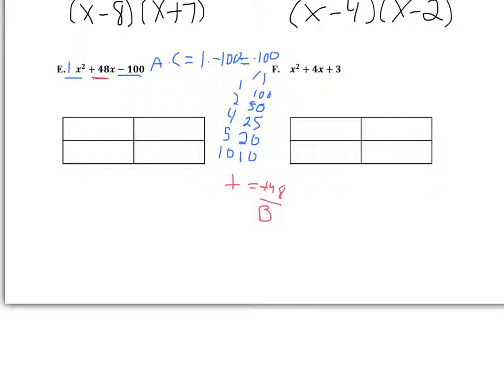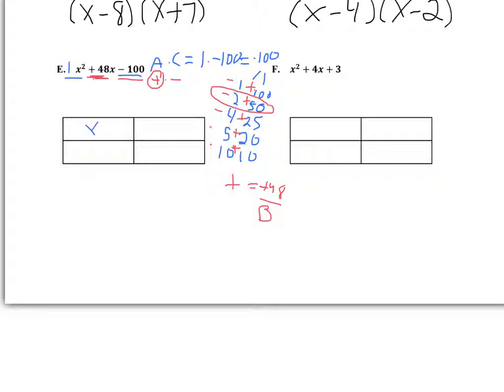Well, let's look at the signs. We have -100, so that's a positive times a negative. And our 48 is a positive, so positive is bigger. So all the bigger numbers are positive, and then all our smaller numbers are negative. So which of those add up to 48? Well, positive 50 minus 2 is 48. So those become our diagonals.